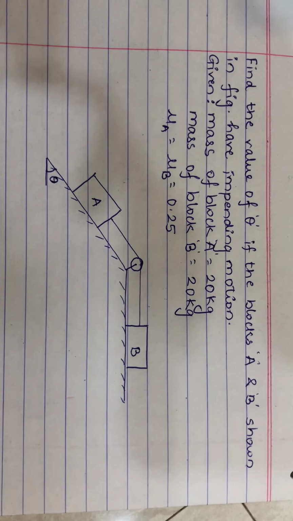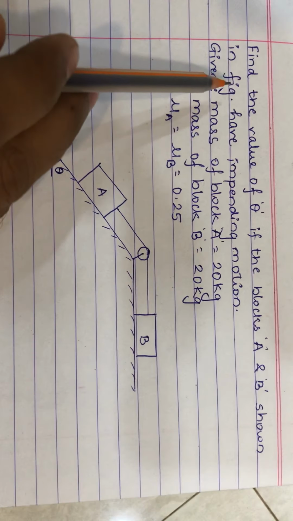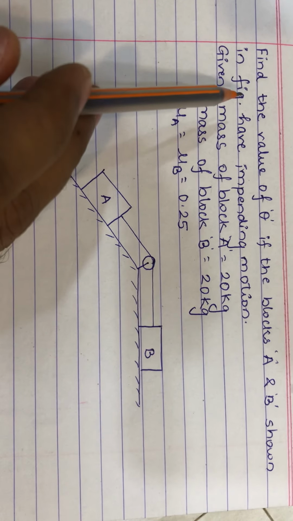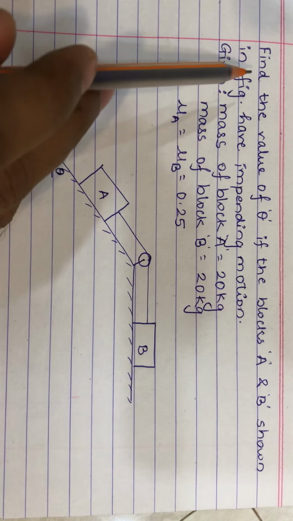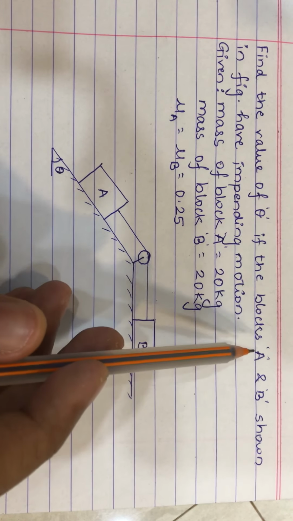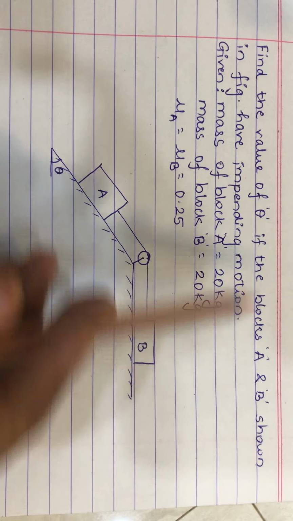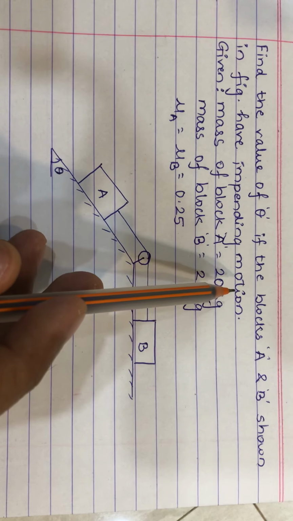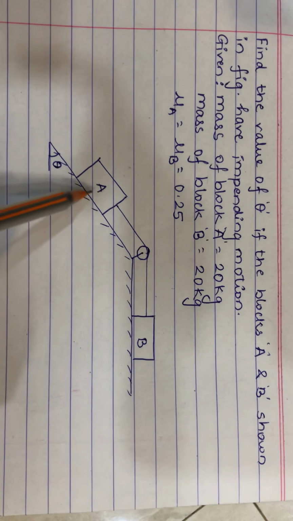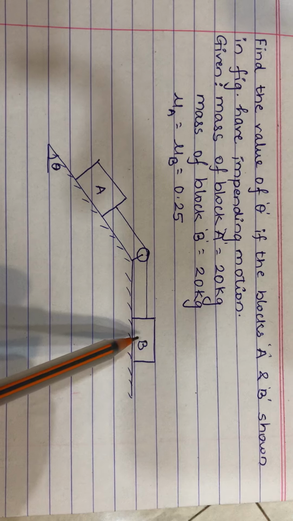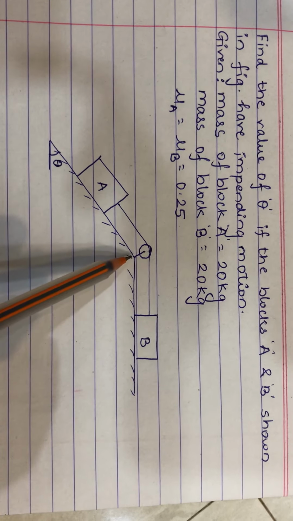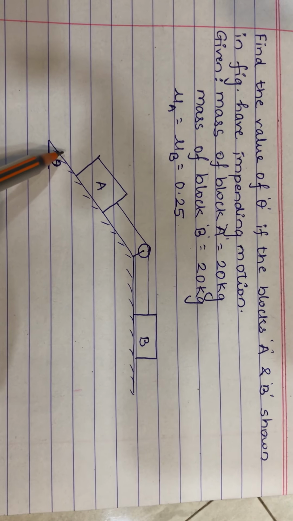Hello friends, here we are now discussing a problem based on friction. The question says: find the value of theta if the blocks A and B shown in the figure have impending motion. They are talking about this theta, block A and block B, where block B is placed on a horizontal plane and block A is placed on an inclined plane.